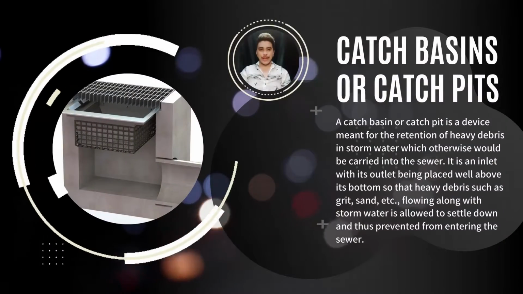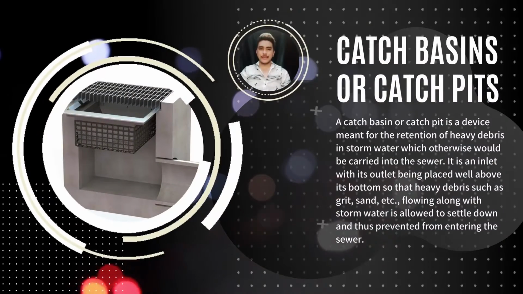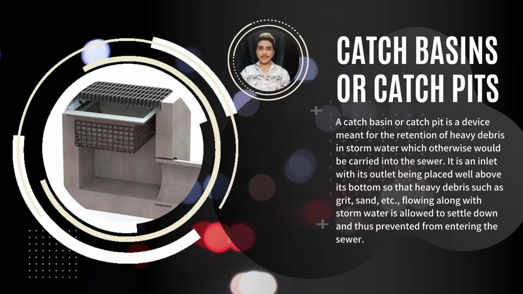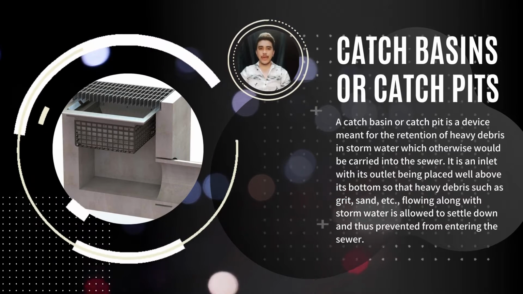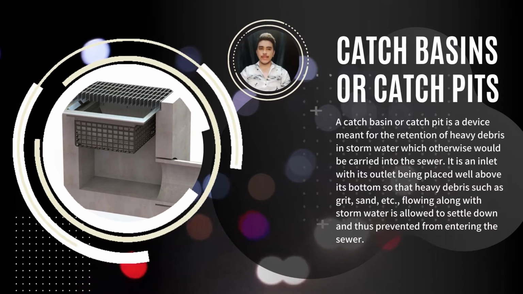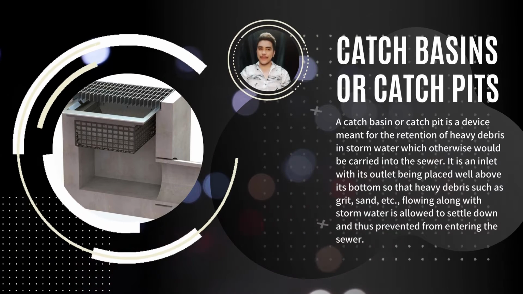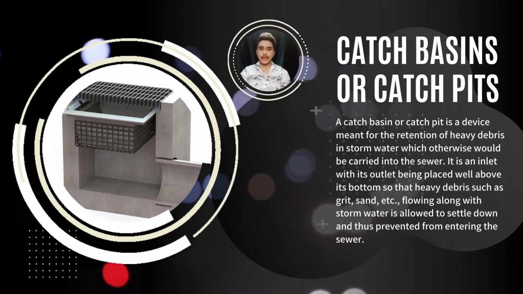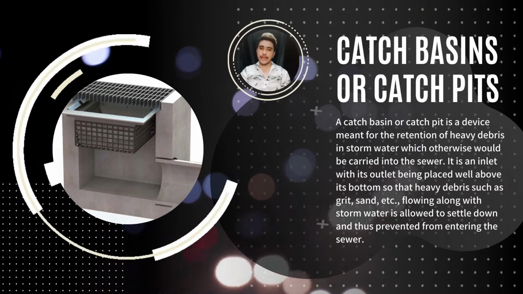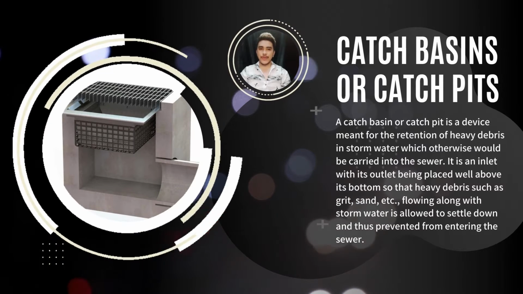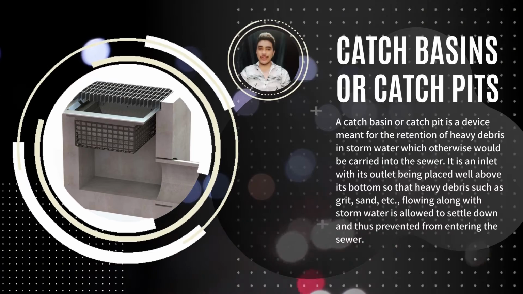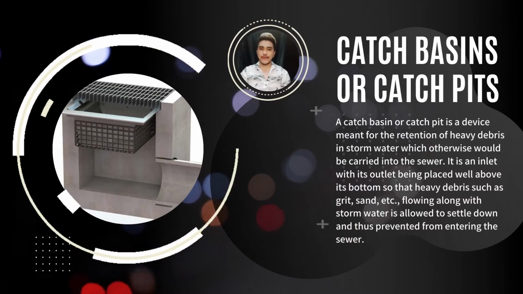Catch basins or catch pits. A catch basin or catch pit is a device meant for the retention of heavy debris in storm water which otherwise would be carried into the sewer. It is an inlet with its outlet being placed well above its bottom so that heavy debris such as grit and sand, etc., flowing along with storm water is allowed to settle down and thus prevented from entering the sewer.